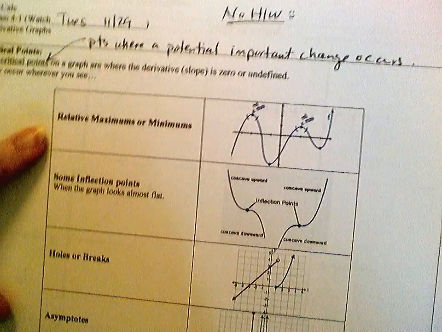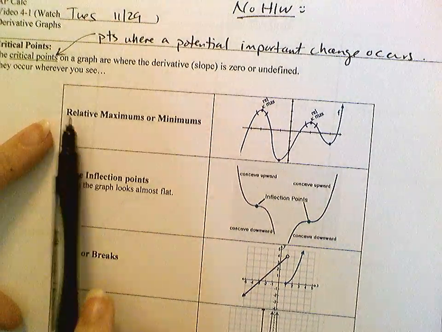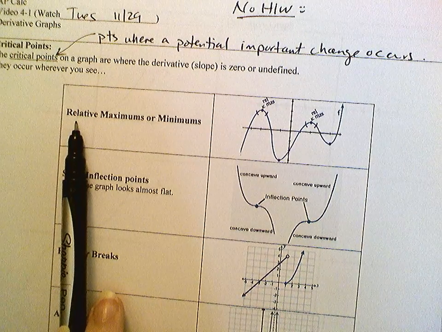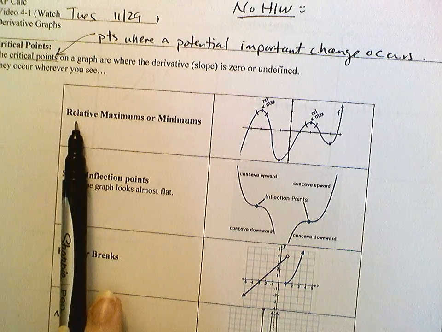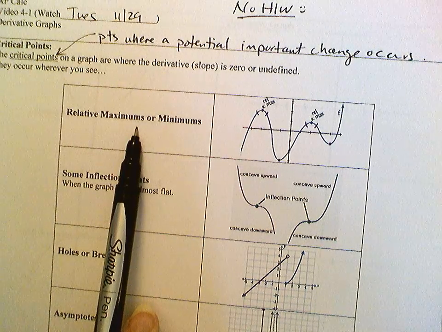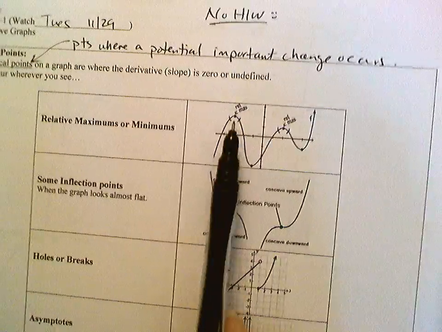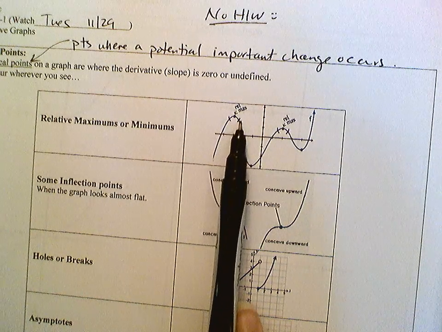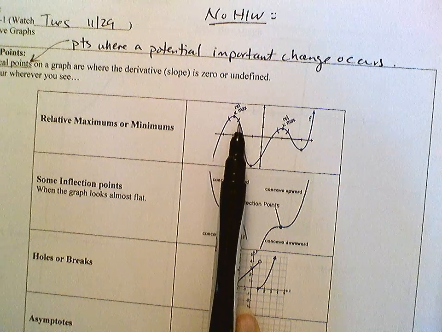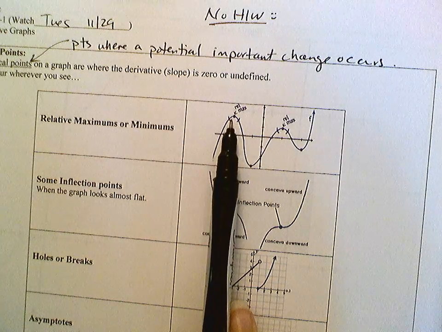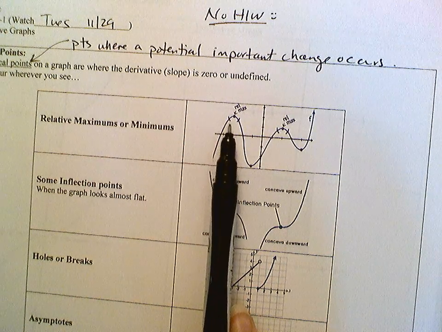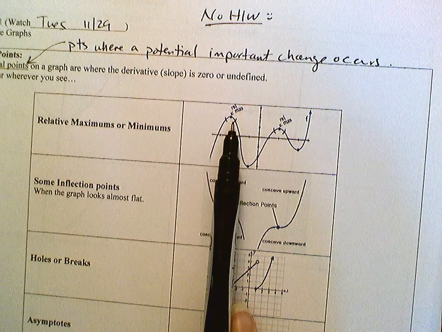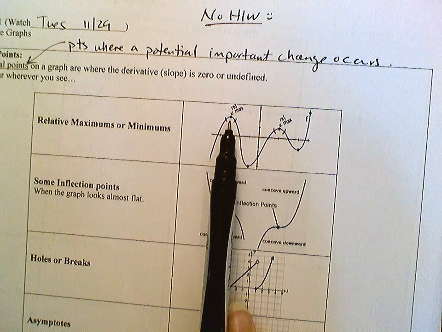Okay, so relative maximums or minimums. Relative maximums and minimums are different than absolute maximums or minimums. We'll talk about those later in the unit. A relative max or min is just the highest point within a neighborhood of points around it. Like this point here has the highest y value within this neighborhood of y values around it. So that's why that's a relative max.